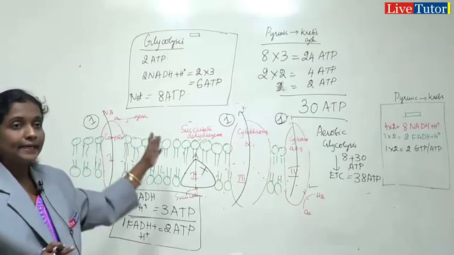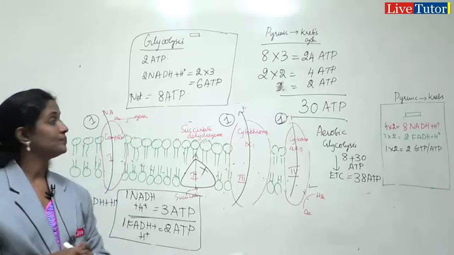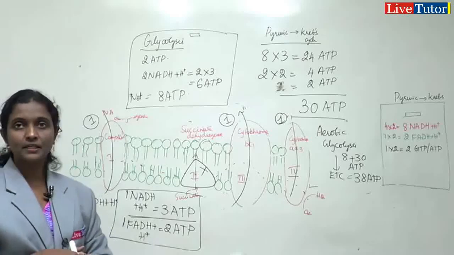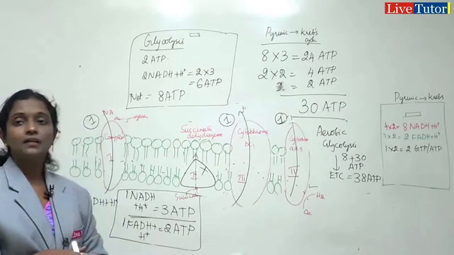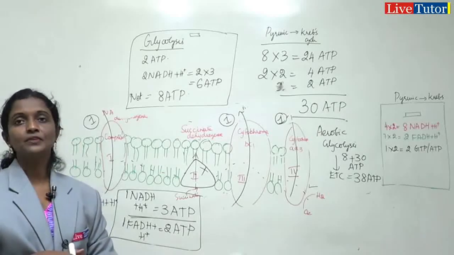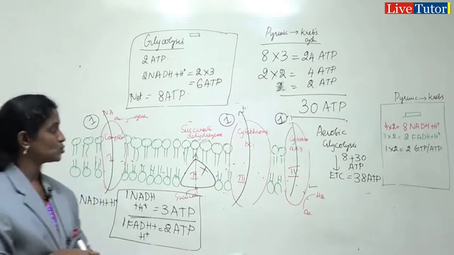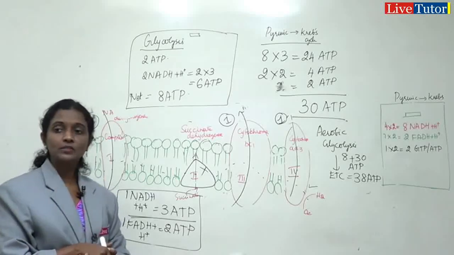So 8 ATP molecules from glycolysis, then 30 ATP molecules from the Krebs cycle, from pyruvic acid to the Krebs cycle. So 30 plus 8, 38 ATP molecules is what we have received. Together, 38 molecules. And what was our first question?